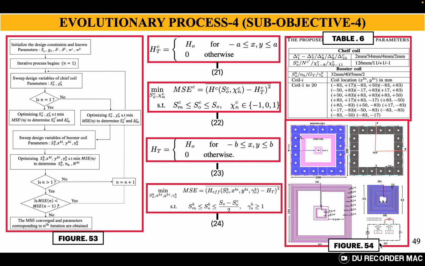Figures 54c and d are independent modules. Figure 54c is only the chief coil and figure 54d is a single module. If you see, there are multiple booster coils. If you take only one of the booster coils, that is represented in figure d along with the dimensional values. You can also see the dimensions of the chief coil, the dimensions of the single booster coil, and the total dimension. It is only 200 by 200 millimeters, which is the same as the literature design. So we are not changing the maximum dimension of the transmitter coil.